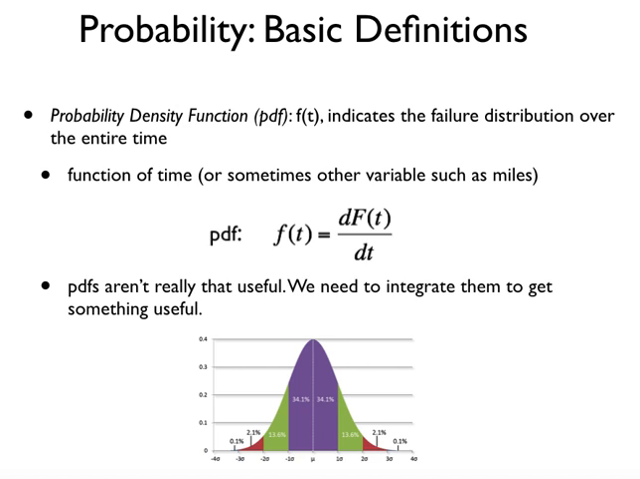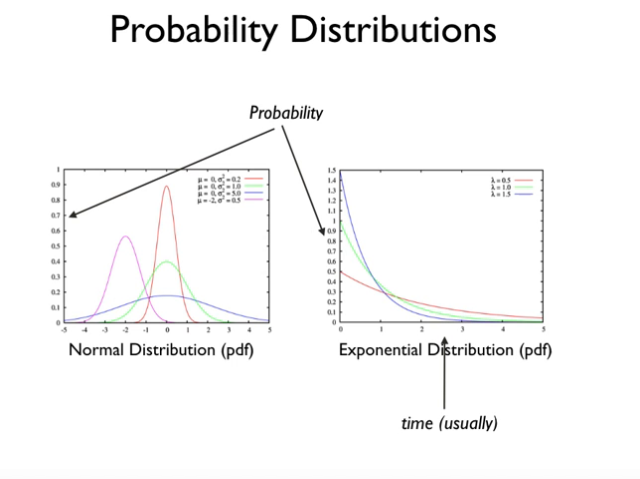And I have a statement along the bottom that PDFs aren't really that useful. It really depends on how you look at them. The one here on the bottom actually is useful because it's got these nice areas under the curve filled in. Typically, PDFs don't have that, and that's why I made that statement. Typically, a PDF would be a curve, but it wouldn't have any numbers inside that curve. And so by themselves, you can't get much information out of them. This one just is because it's got some of those numbers.